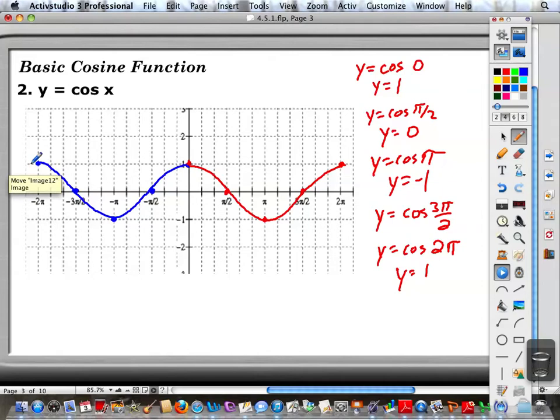And notice, where does it start to repeat itself? Well, I start at 0. If I start here at 0 and follow it out, then when I get to 2 pi, I've gotten back to the same y value, and the graph will start to repeat itself.